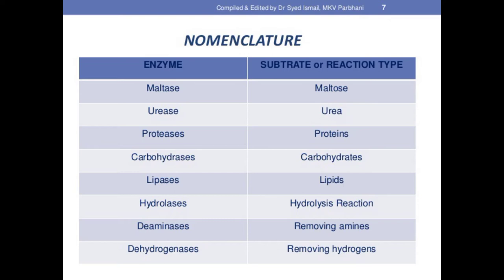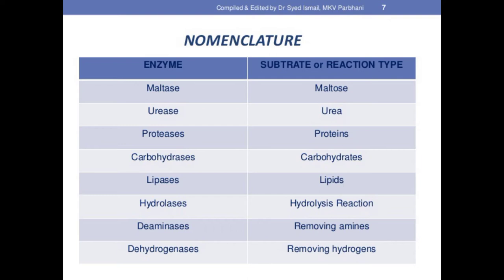We can see different examples in this chart, naming enzymes and their substrate or reaction type. Maltase acts on maltose, urease on urea, proteases on protein, carbohydrases on carbohydrate, lipases on lipid, hydrolase on hydrolytic reactions, deaminase removes an amine, and dehydrogenase removes hydrogen.